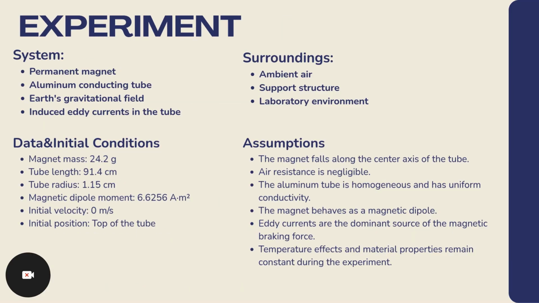For this experiment, the system consisted of a permanent magnet and a conducting tube. The surrounding environment included ambient air and the laboratory setup. The magnet had a mass of 24.2 grams and was released from rest at the top of a 1.4 centimeter tube. In our model, we assumed the magnet remained centered in the tube. Air resistance was negligible. The tube had uniform conductivity and the magnet behaved as an ideal magnetic dipole. These assumptions simplified the analysis while preserving the main physics of magnetic braking.